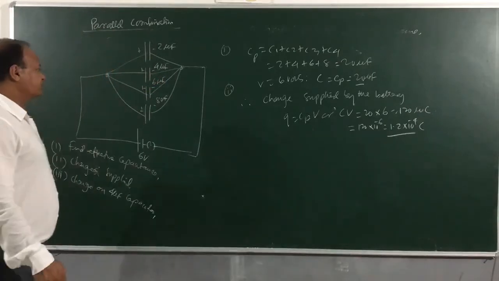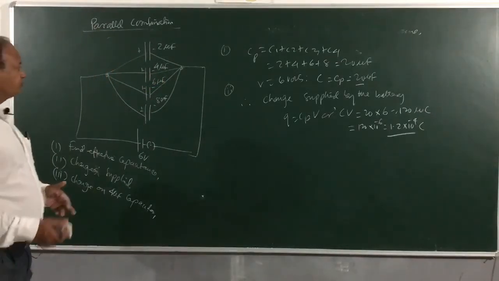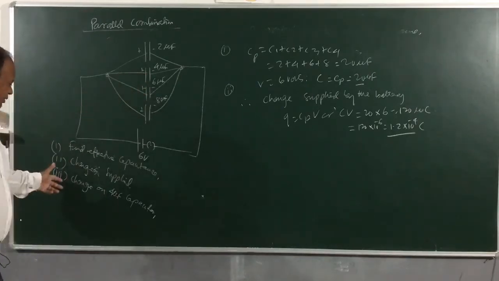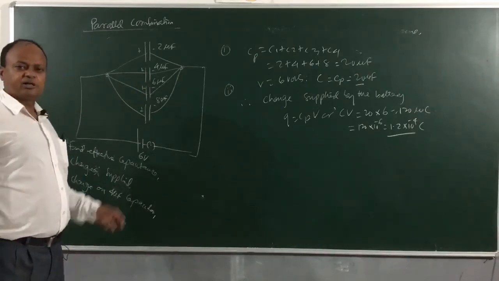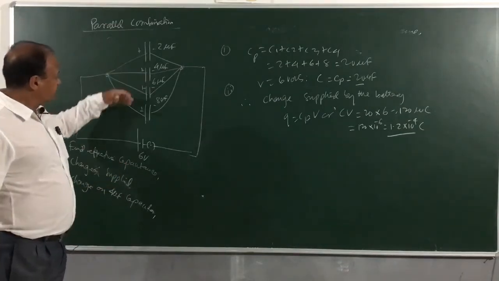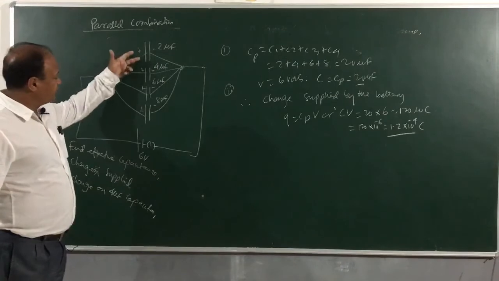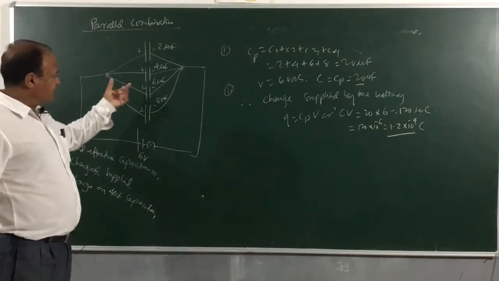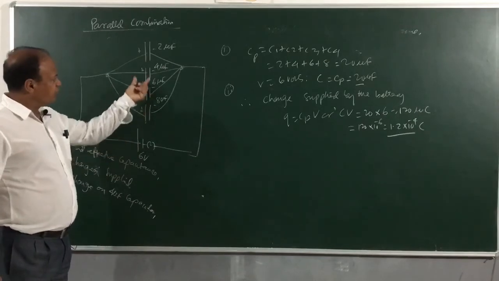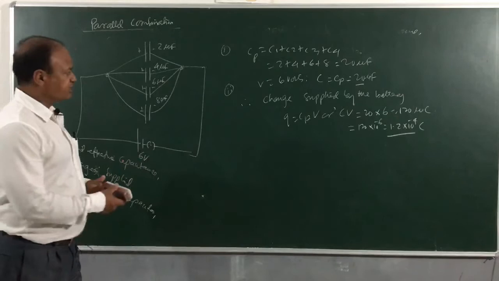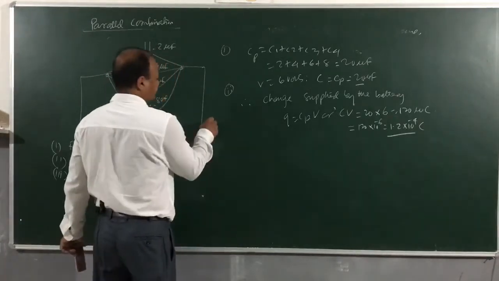So we calculated how much is the total charge supplied by the battery. Now they are saying what will be the charge on 4 microfarad capacitor. Now this is a technical question. As you know, the charges supplied by the battery will be distributed on all the 4 capacitors Q1, Q2, Q3 and Q4. Now if you study this circuit, then potential difference across all the 4 capacitors is same, and how much is that? 6 volts. So we will be answering the third part.